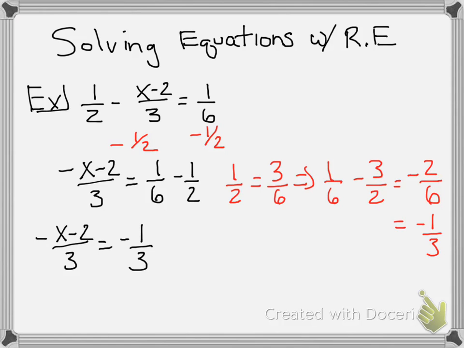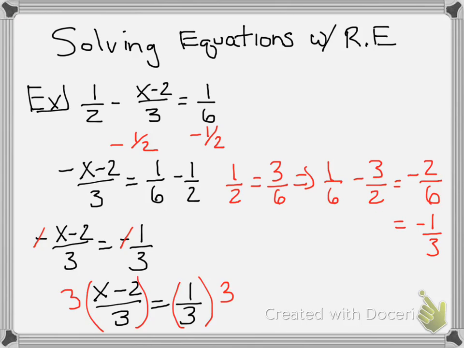Let's plug that back into our equation, and we've got that negative (x minus 2) over 3 equals negative 1/3. Got a negative sign on both sides, so we can just cancel those. Another way you can see that is basically you can divide both sides by -1. So if I divide the left side by -1 and the right side by -1, the negative signs will cancel out. Okay, so we can rewrite that like this.